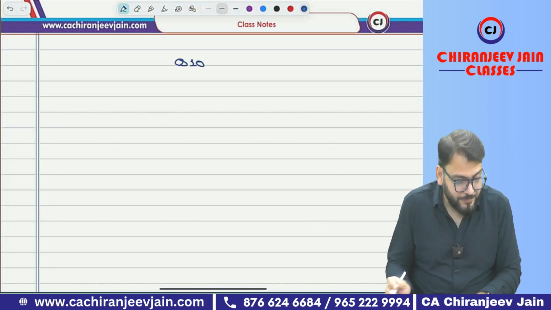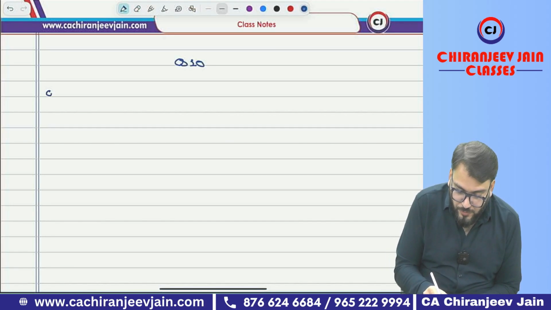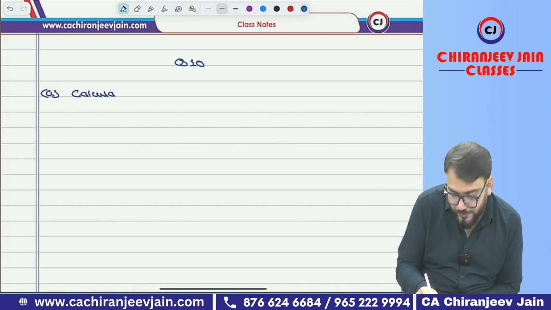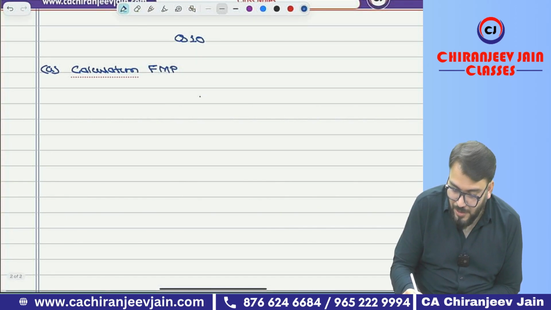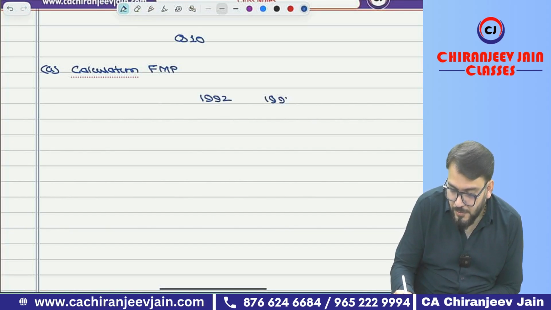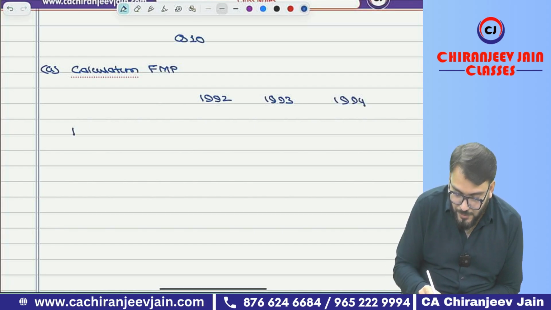Question number 10. First we'll do the calculation of FMP. They have given how many years? 1992, 1993, 1984. They have given profit without any adjustment.